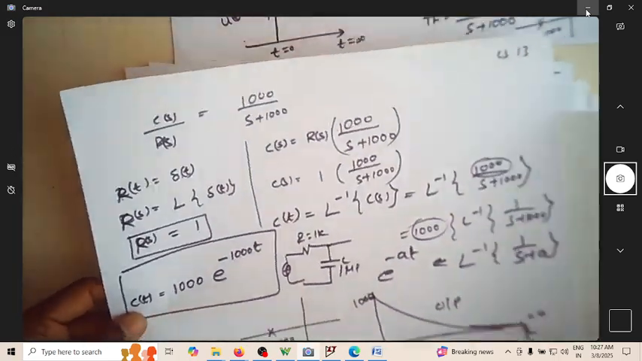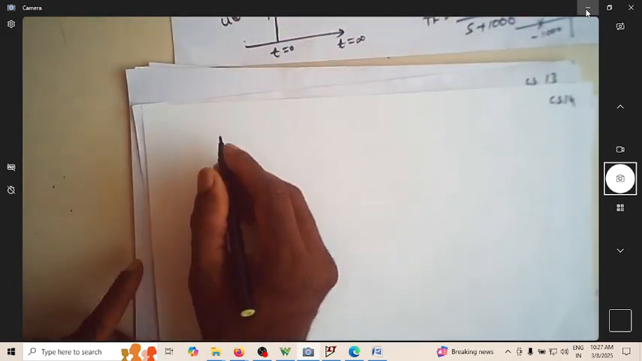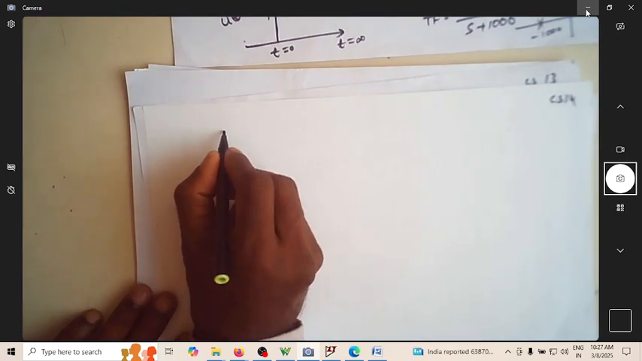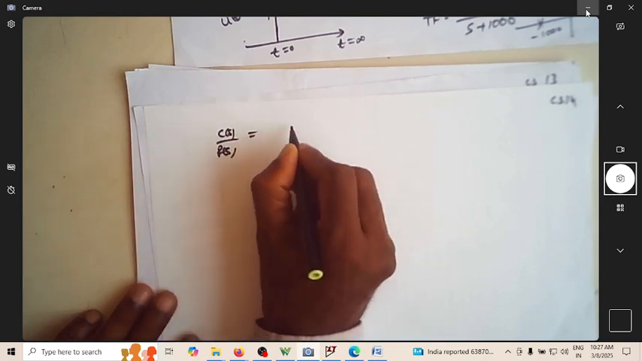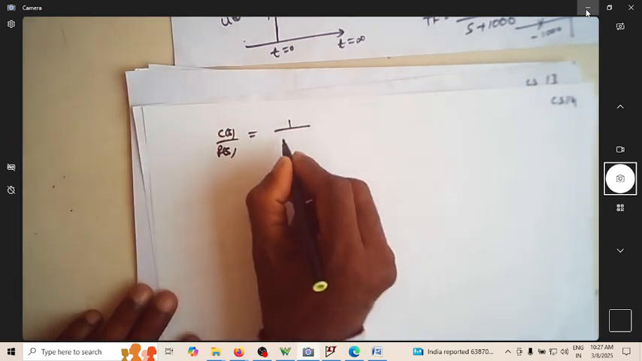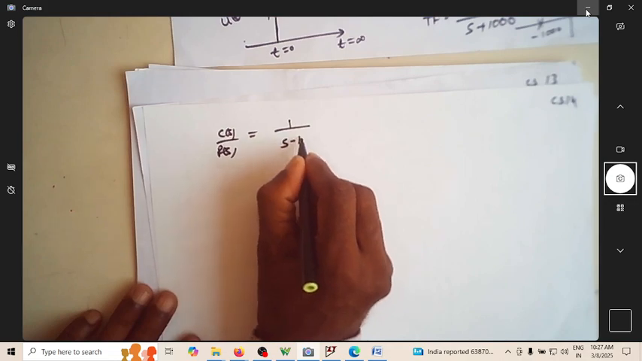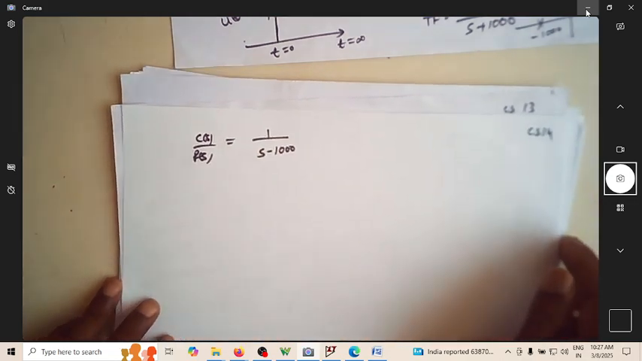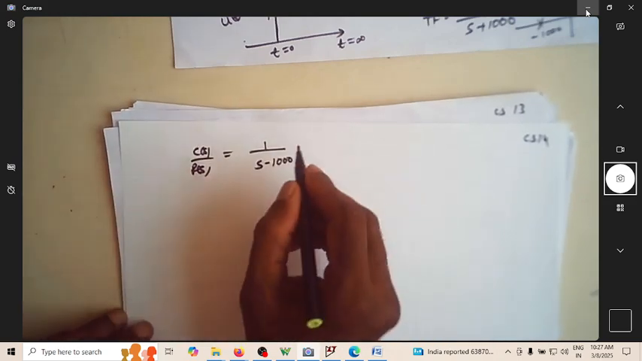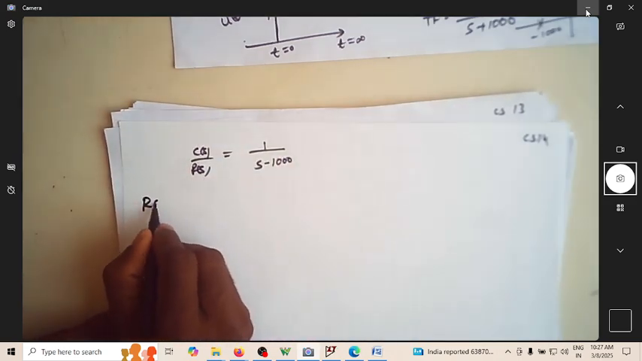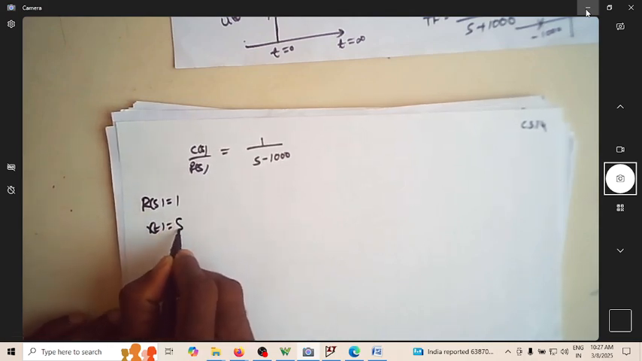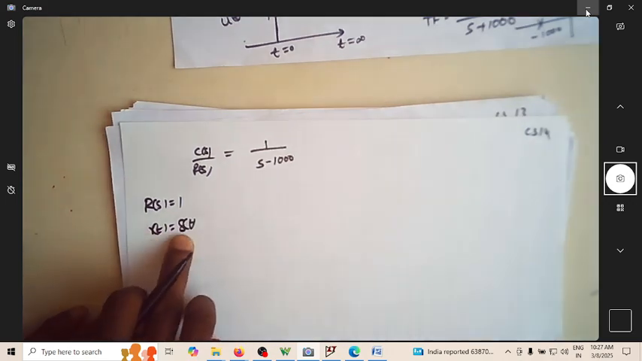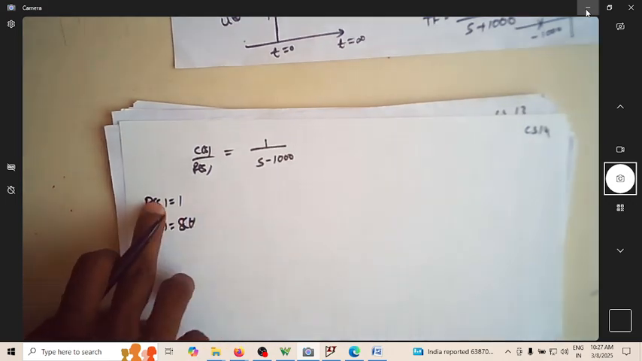So let us take one more example. Let us take C(s)/R(s) as 1 over s minus 1000. Let us take some example. So what is Laplace of it? Let us now take R(s) equal to 1, because r(t) is a delta function. Because this is a bounded input, its Laplace is 1.